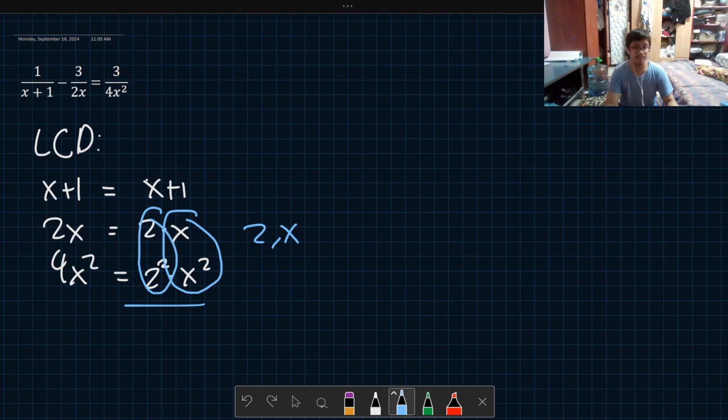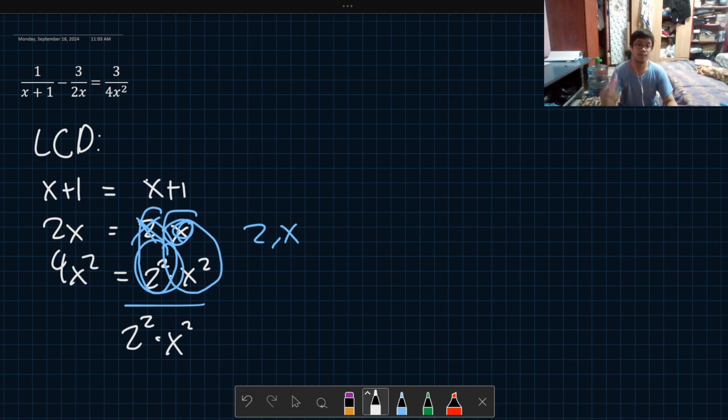Since they are not the same because of the exponent, we will disregard the one that has the least exponent and just copy the one that has the largest exponent. So in this case, we will disregard 2 and just copy 2 squared. So you will have what? 2 squared. Likewise for x, we have x and x squared. So we will just disregard x, and just copy the one that has the largest exponent, which is x squared. That's it. There you go.